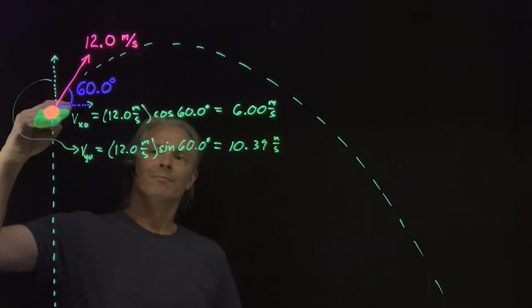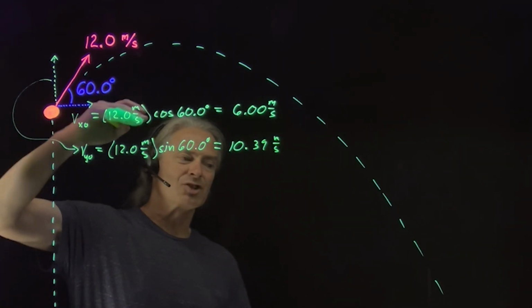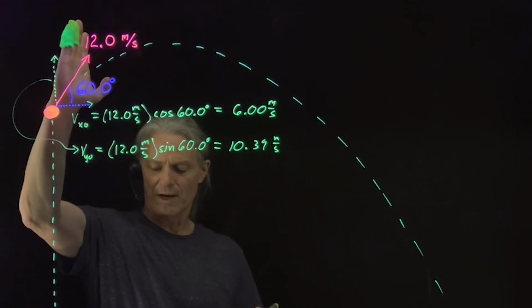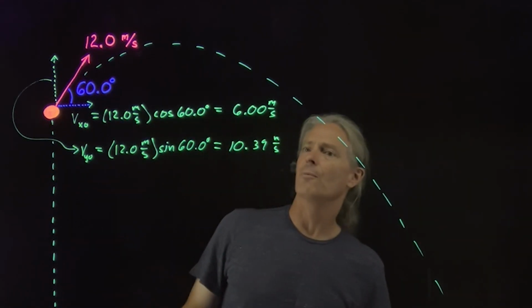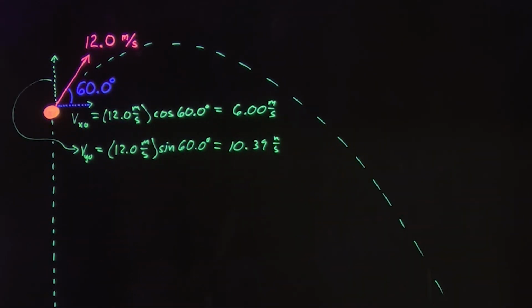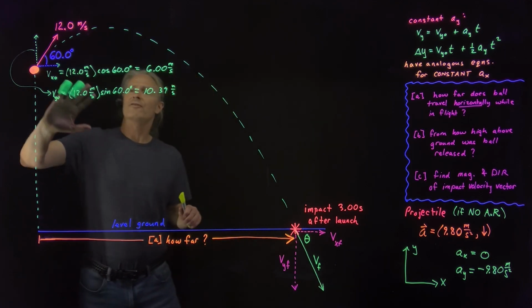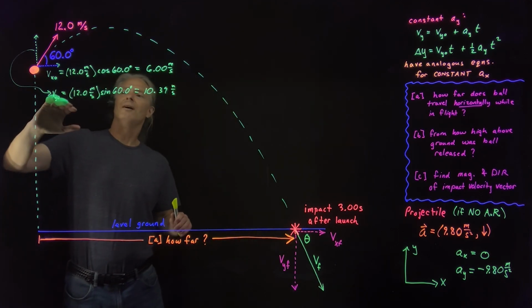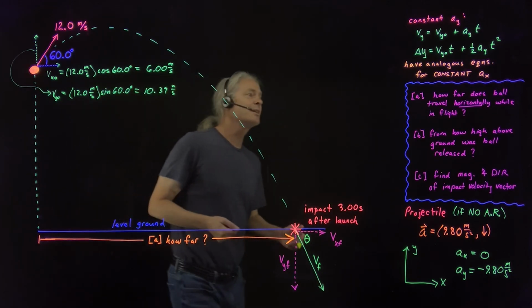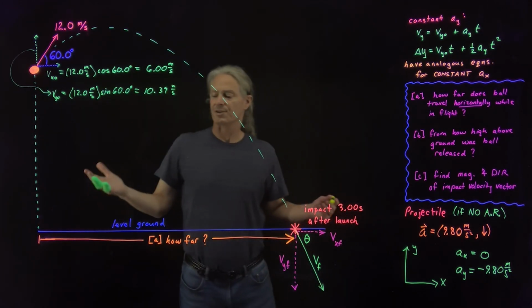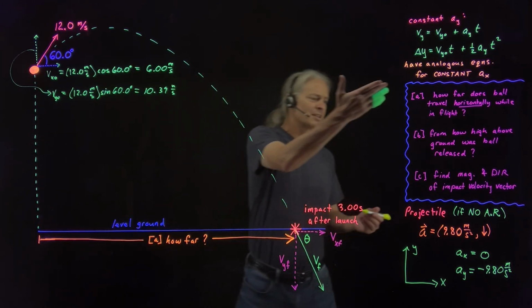Now, this is in the positive x direction that we chose. This is in the positive y direction that we chose. So both of these come out positive. All right, so let's continue. Now, we've got these x and y components of the initial velocity. Let's see what we can do with this information. So we'll take these questions in order.